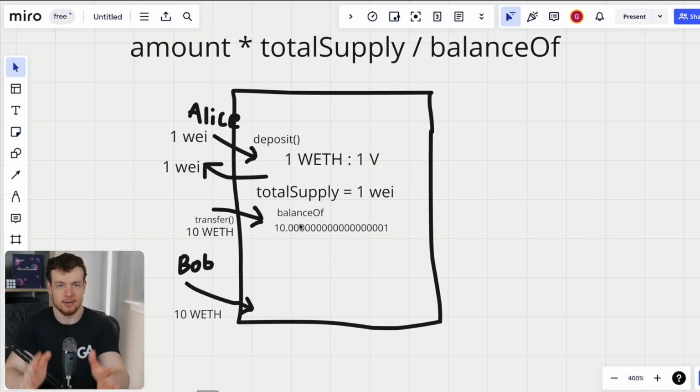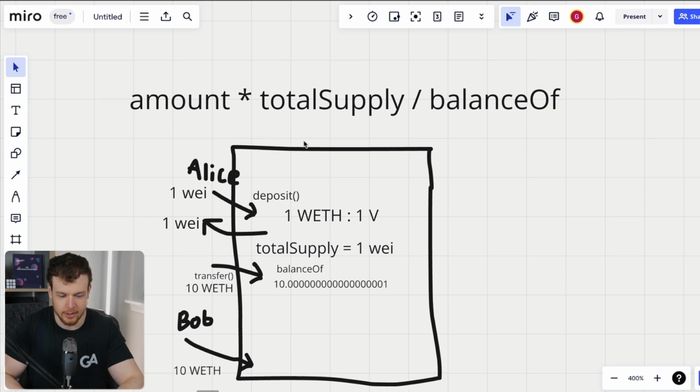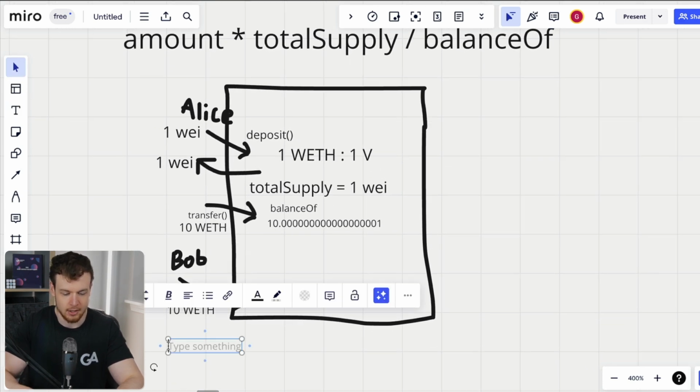Now, finally, after Alice is done with all of these actions, Bob is finally going to have his deposit executed. And so how many vault token shares is Bob going to get? Let's have a look and walk through it. We're going to use this formula that we've got right here: amount times total supply divided by balance of.